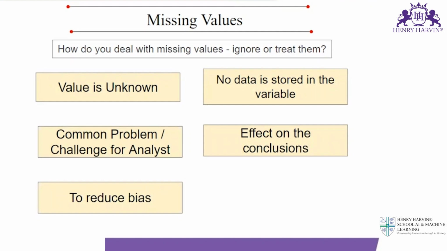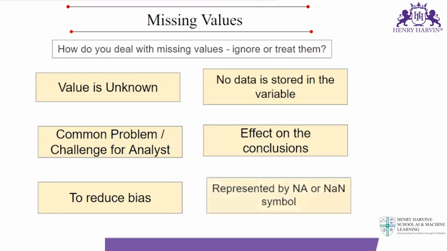How do we represent missing values in R? It is represented by the NA or NaN symbol.